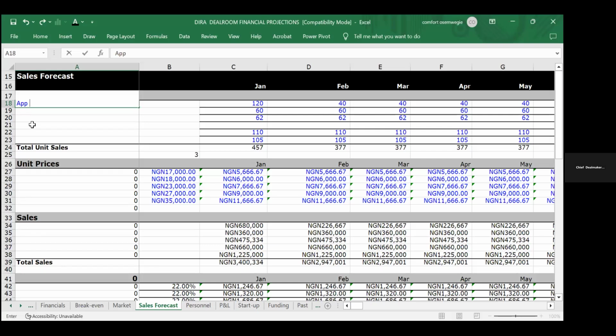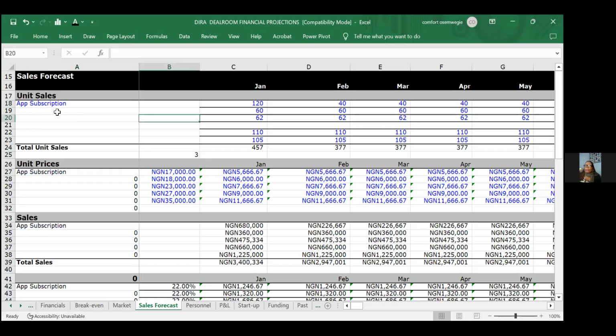Your model is like the DIRA model, so it's subscription. Okay. So who are those that are going to pay this subscription? The first set of people, are they hotels? Just hotels are paying you, right? Yes, ma'am.